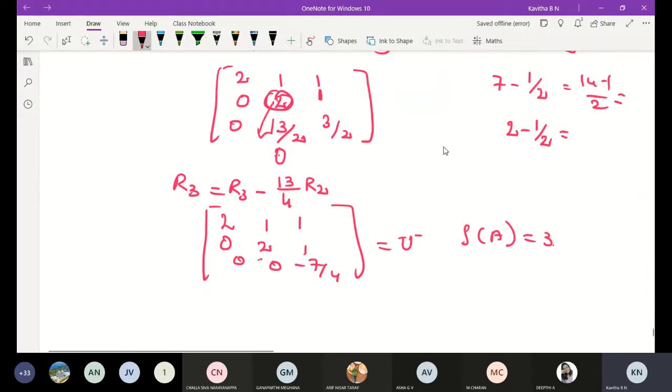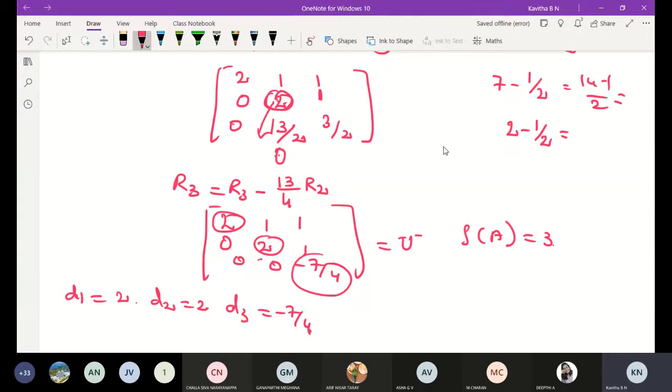Then write down here D1 is 2, D2 is 2, and D3 is minus 7 by 4. Observe here, all the columns have a pivot. Means all the columns of A form a basis.